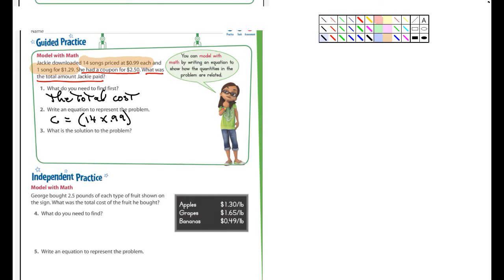And then plus what? Well, don't forget the one song. That was $1.29. And then what's the coupon? Is the coupon a plus or a minus? Well, the coupon's a minus. Minus $2.50. That's an equation to represent this problem. C, which means cost, equals 14 times 0.99, plus $1.29 for that one song, minus $2.50, which was the coupon.